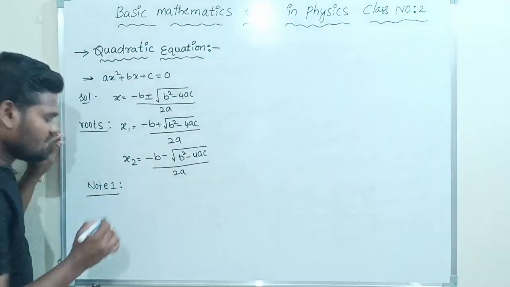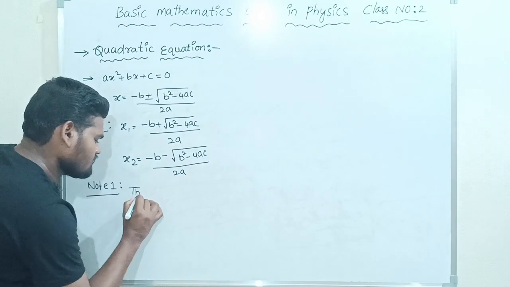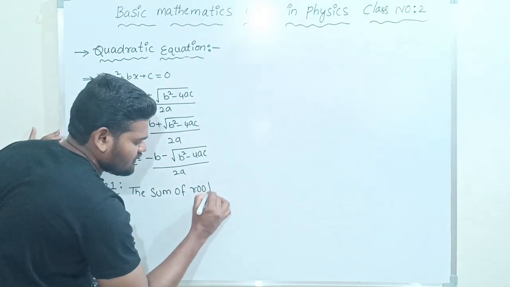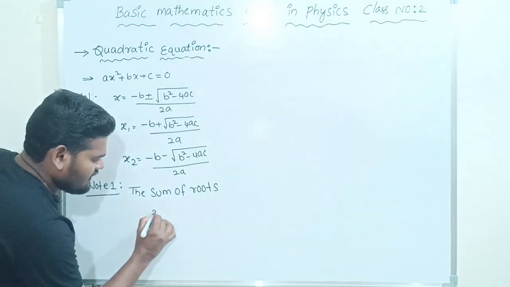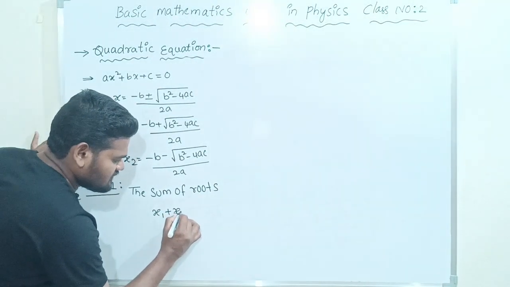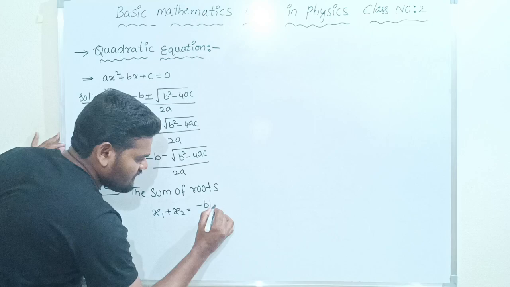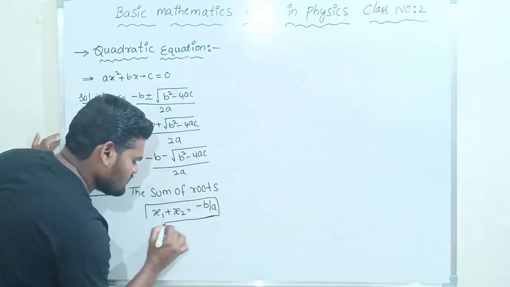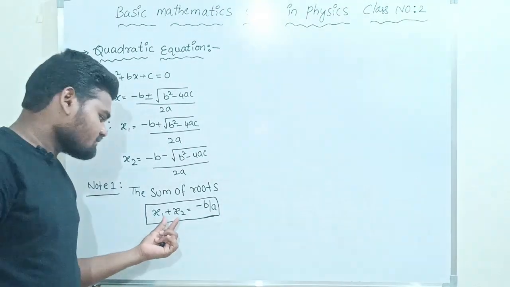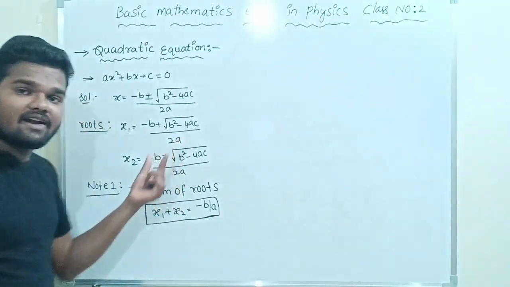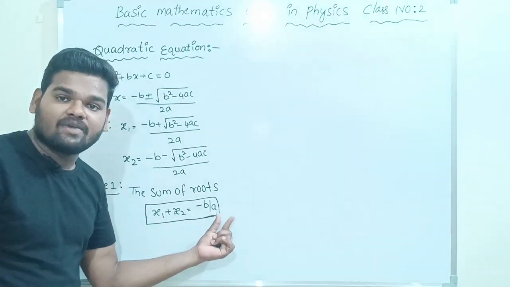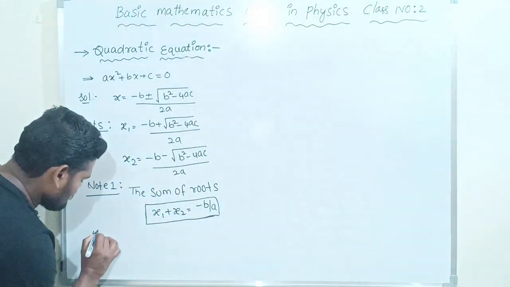Okay. So note number 1 is the sum of roots. The sum of roots is given by x1 plus x2 is equal to minus b by a. So this equation gives the sum of the two roots. What is the formula for the sum of the roots of a quadratic equation? x1 plus x2 is equal to what? Minus b by a. Next, note number 2.